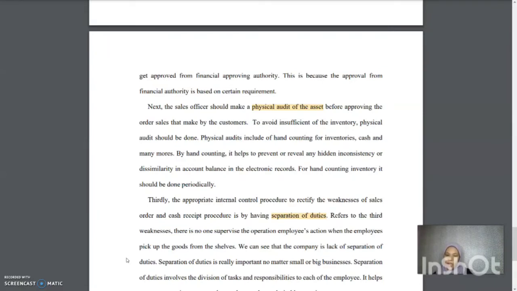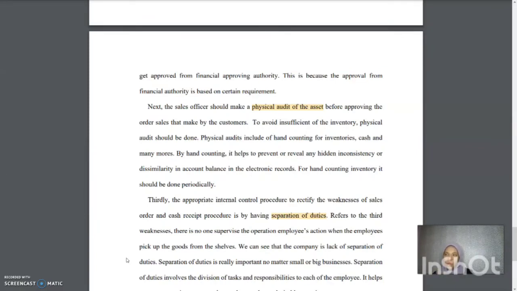Thirdly, there is the separation of duties, which when we refer to the third witness, there is no one supervising the operation employees' actions when the employees pick up the goods from the shelf. So from this, we can see that the company lacks separation of duties.